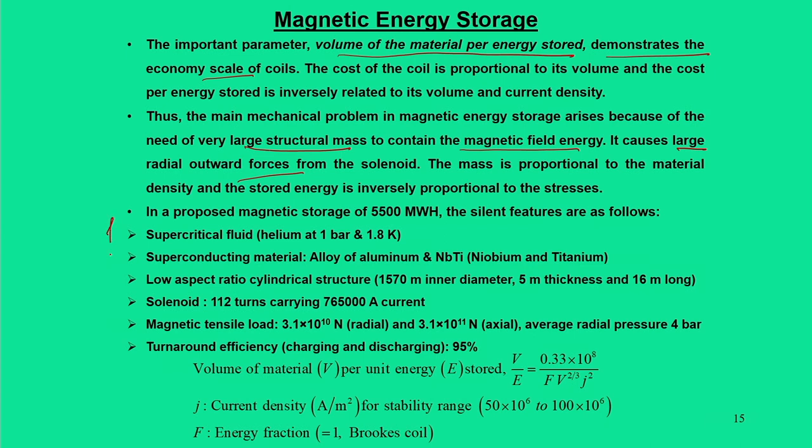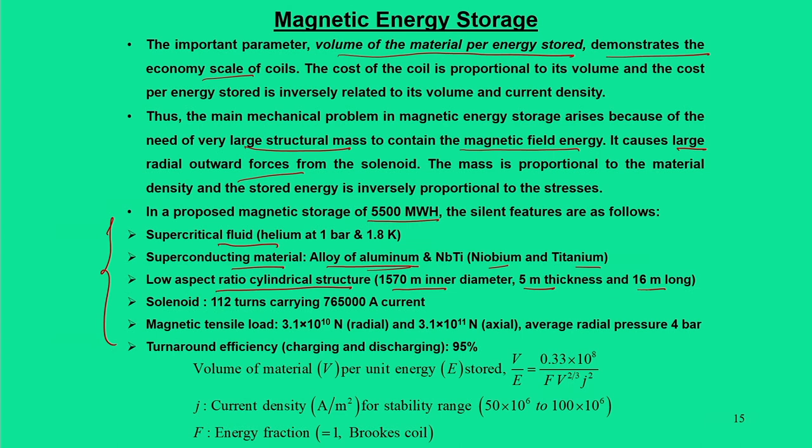Now, for a typical proposed magnetic storage system, there are some salient features. If you are looking at energy stored in a magnetic field of 5,500 megawatt hour, we require some kind of supercritical fluid which would make the conductor a superconductor. This material has to be prepared specially so that it exhibits the characteristic feature of superconductivity, and typically it's an alloy of aluminium, neodymium and titanium. And we require a low aspect ratio cylindrical structure, which typically can have an inner diameter of 1570 meter, 5 mm thickness, 16 mm long.